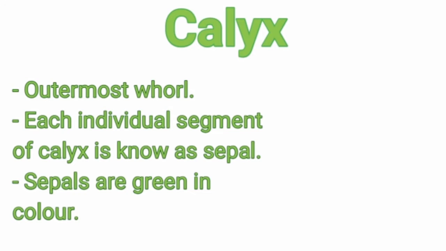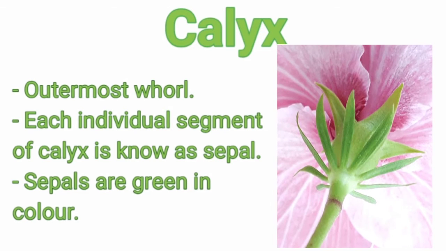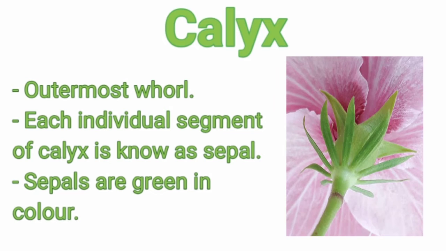Calyx. Calyx is the outermost whorl. Each individual segment of calyx is known as a sepal. Sepals are green in color. You can see on the right hand side where there is a green color. That green part is known as the sepal. Therefore, we can say that calyx consists of sepals.